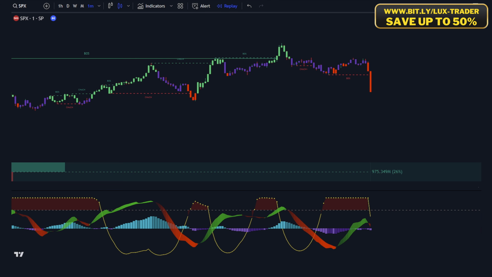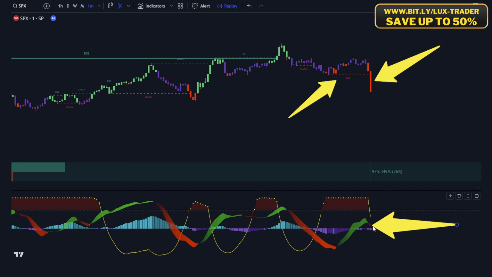For a sell position, we need to ensure the following. First, look for a bearish break of structure or a bearish change of character label, indicating a potential downward trend. Next, ensure the candle is red, confirming a strong bearish signal. Then, the ultimate stochastic trigger band should be red, providing further confirmation of bearish momentum. Additionally, the histogram must be light purple, indicating strong downward momentum.